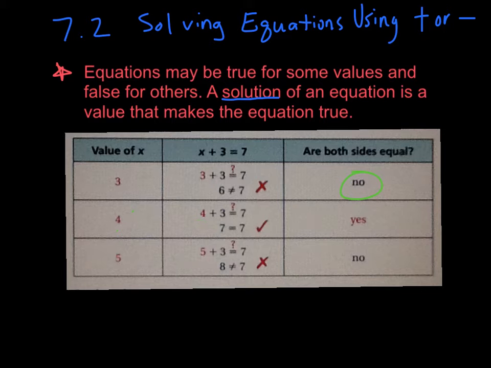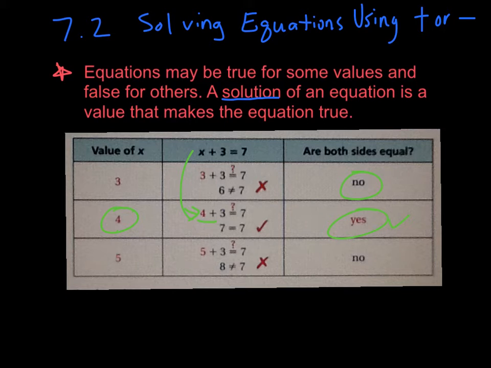So looking at the next one, we have 4 plus 3. Does 4 plus 3 equal 7? Because we know that our x equals 4 in this situation. We plugged the x in down here, we made it 4. Does 4 plus 3 equal 7? Yes, 7 equals 7. So yes, that one checks out.